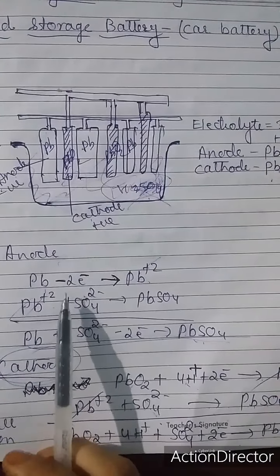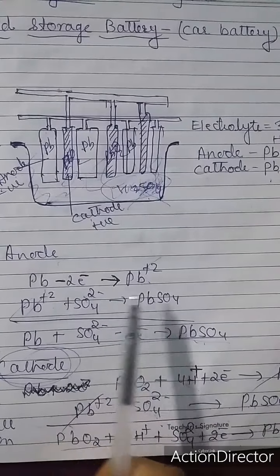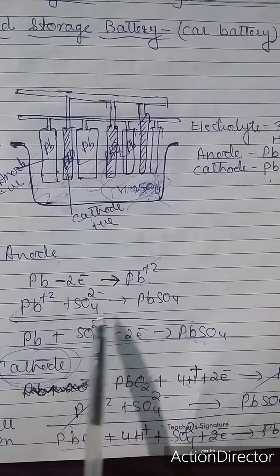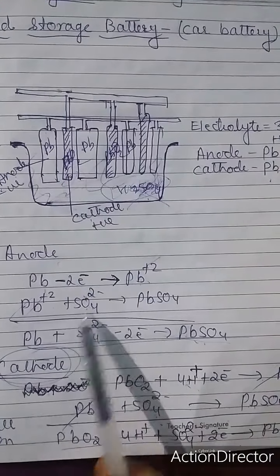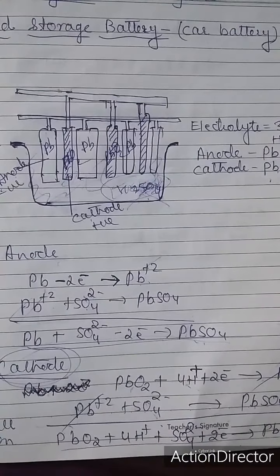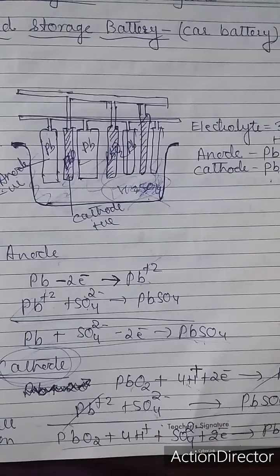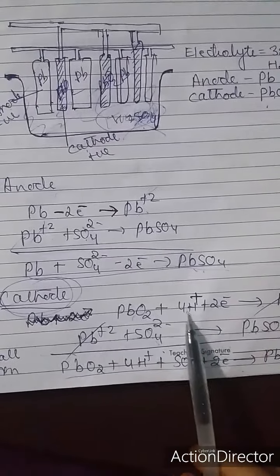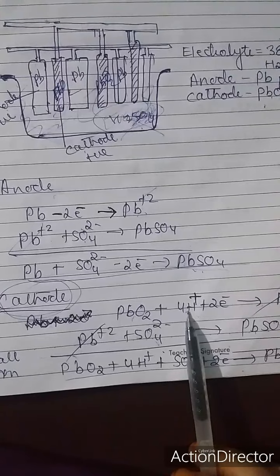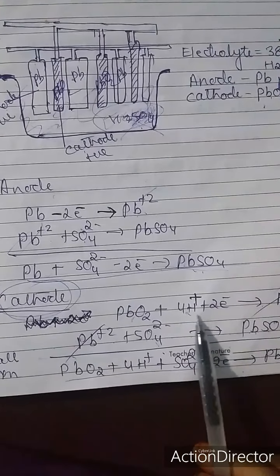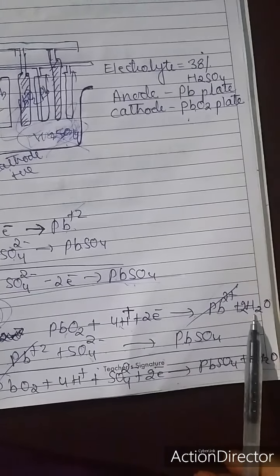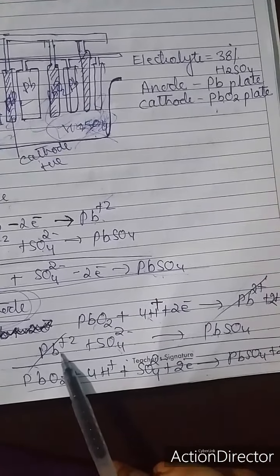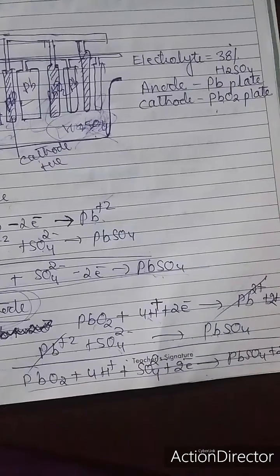Now at anode you can see there will be oxidation reaction, Pb getting converted into Pb+2 and that reacting with the SO4 2- to give you PbSO4. So this is the overall reaction for anode. At cathode there will be reduction process, that is PbO2 in presence of 4 ions of hydrogen will undergo reduction and get converted into Pb+2 and water. And Pb+2 will be reacting with sulfate to give you PbSO4.